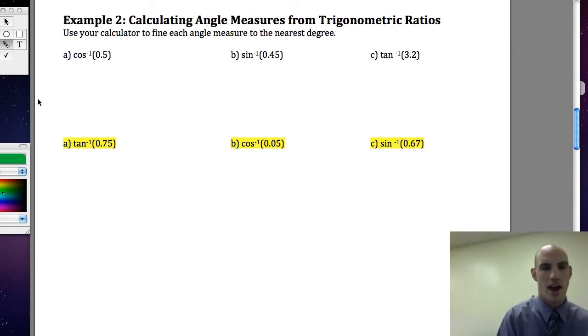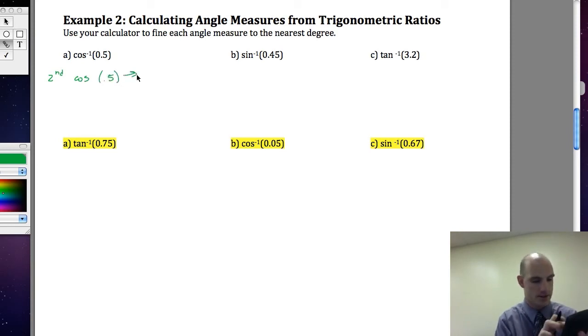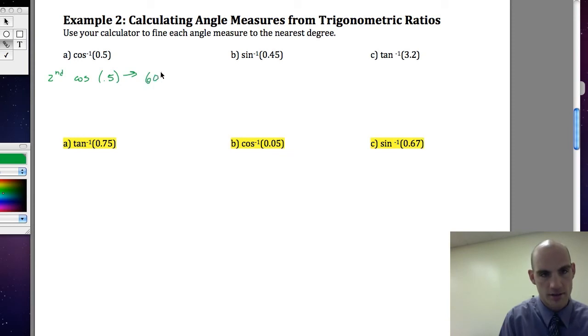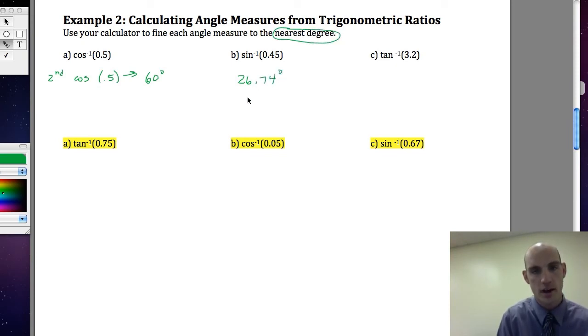If I take this and punch this into my calculator, I hit second cosine 0.5, enter. 60 degrees. That makes sense. I'm going to do the same thing for sine inverse. Second sine 0.45 equals 26, to the nearest degree. This is 26.74 degrees, so that means it's going to go to 27 degrees.